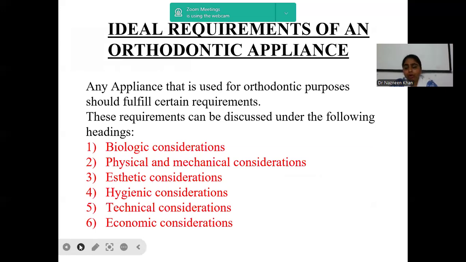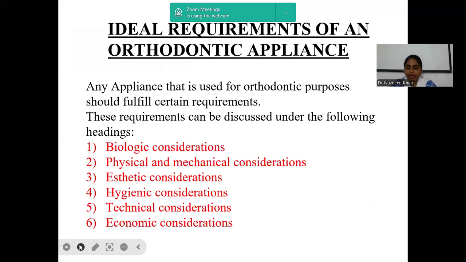Ideal requirement for orthodontic appliances. Any appliance that is used for orthodontic purpose should fulfill certain requirements. These requirements can be discussed under the following headings: biological consideration, physical and mechanical consideration, aesthetic consideration, hygiene consideration, technical and economic consideration.